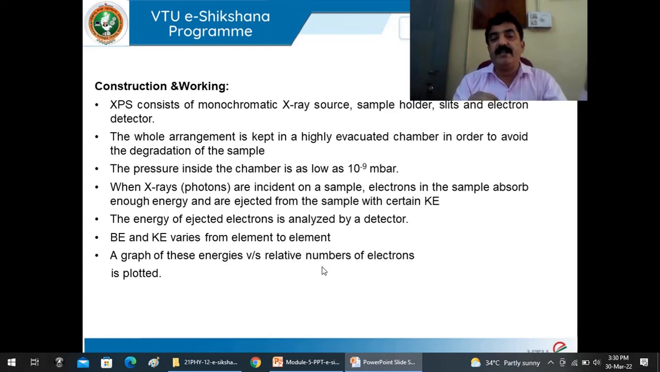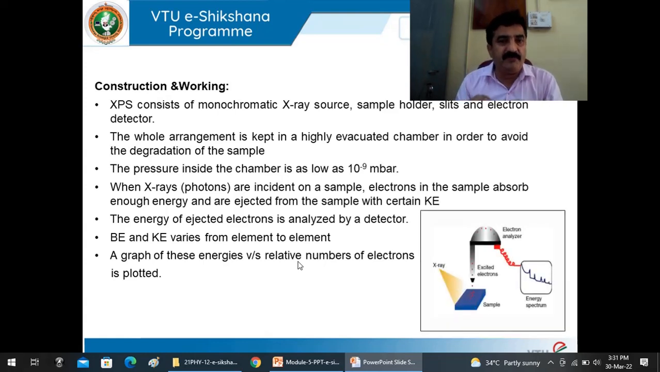When X-rays are incident on the sample, electrons in the sample absorb the energy and they are ejected with certain kinetic energy. This is what I showed in the previous diagram. The energy of the ejected electron is analyzed by the detector. So you measure the energy of the emitted electron. By knowing that, a graph of these energies can be plotted. You can plot the graph of either binding energy or kinetic energy versus how many electrons are emitted. It is binding energy along the y-axis and number of electrons along the x-axis, or kinetic energy along the y-axis and number of electrons on the x-axis. So you have to construct the graph.